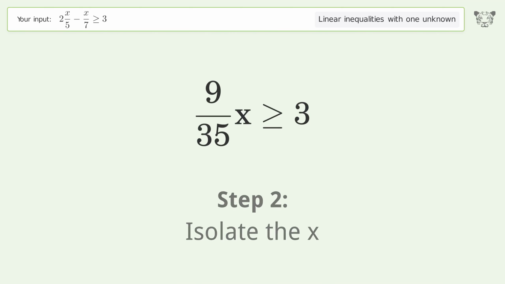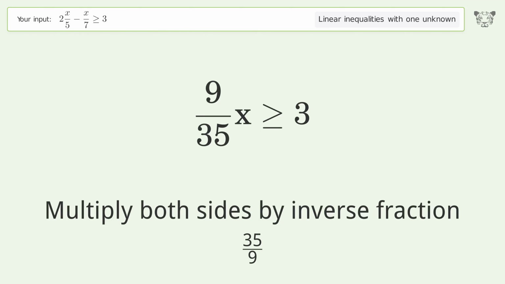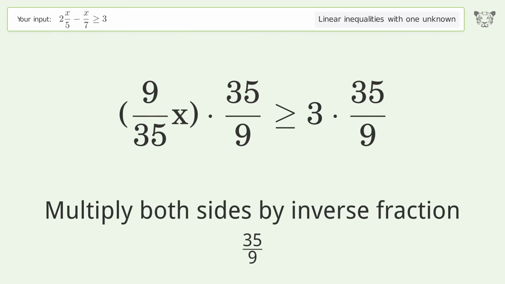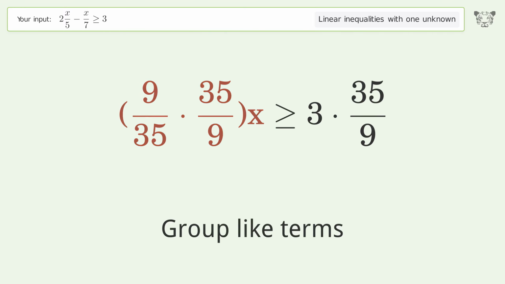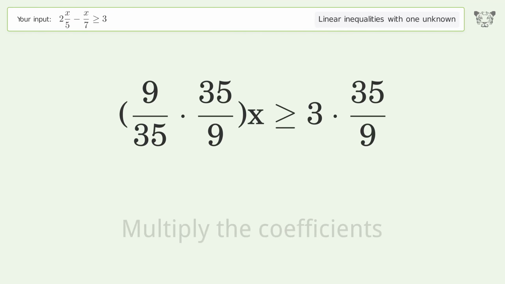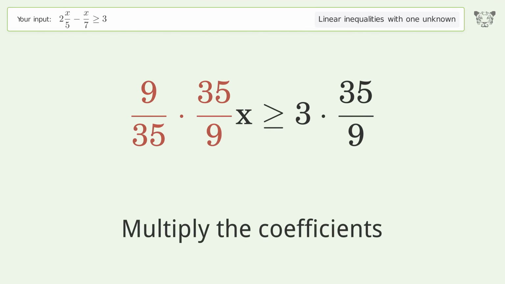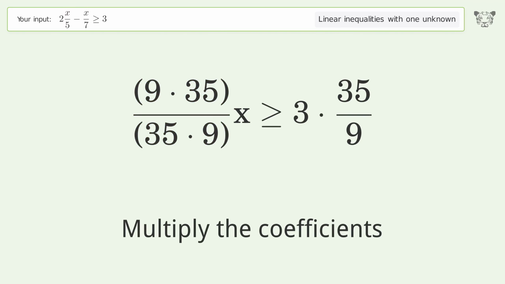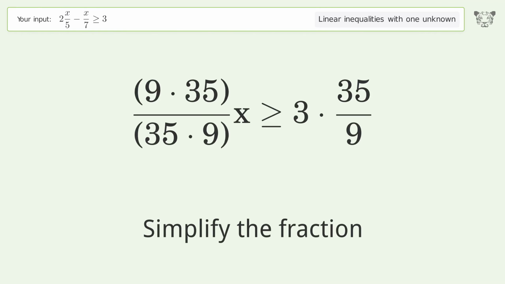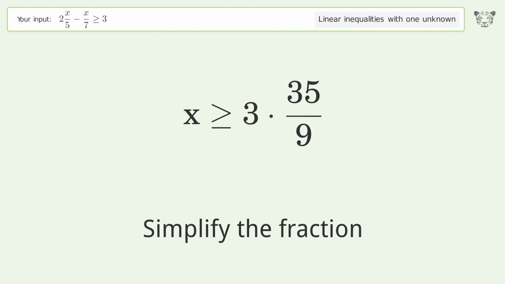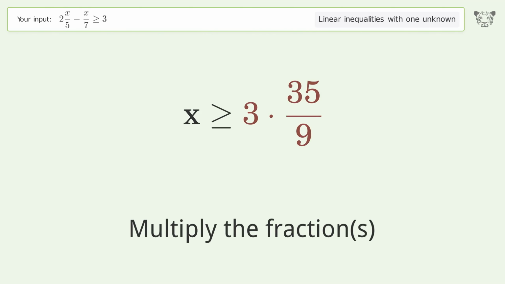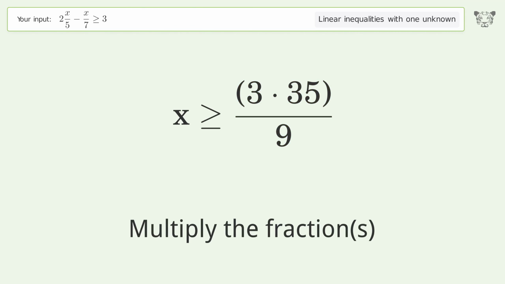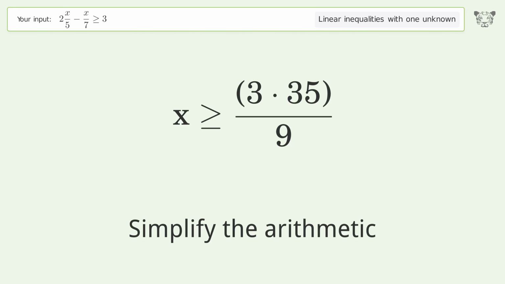Isolate the x. Multiply both sides by inverse fraction 35/9. Group like terms. Multiply the coefficients. Simplify the fraction. Multiply the fractions. Simplify the arithmetic.